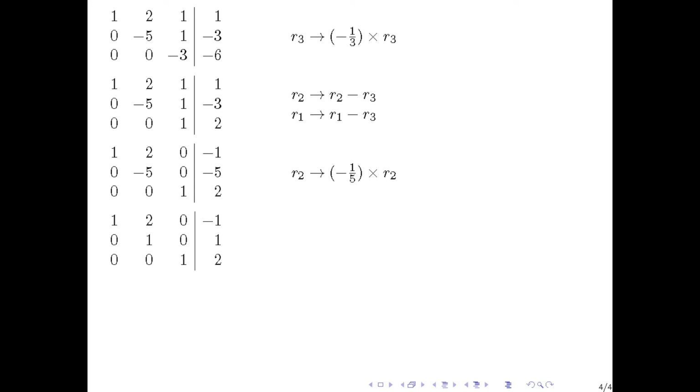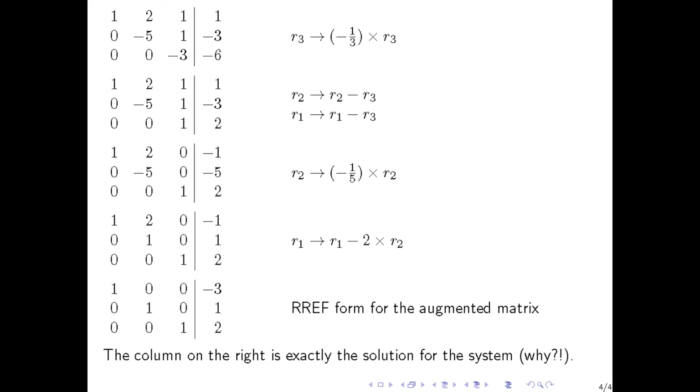Next, we divide row 2 by -5 to make a 1. Again, we use the number 1 to zero out the entries above it. In this case, we subtract 2 times row 2 from row 1. And congratulations, you have obtained the row reduced echelon form for the augmented matrix of the original linear system. Do you notice that the column on the right is exactly the solution for the system? Why? Think about it.